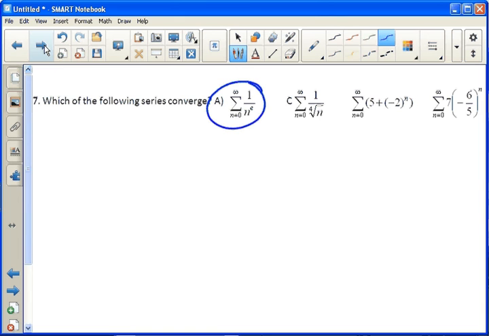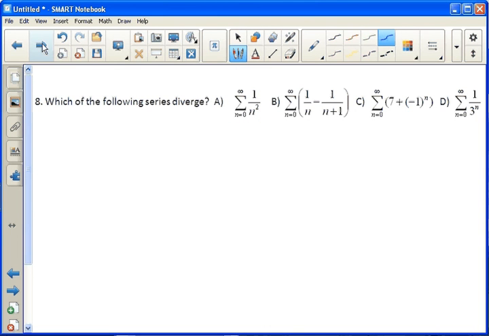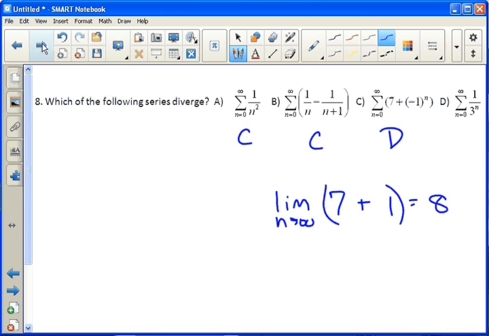This diverges, p series less than 1. This diverges, it's alternating, you take the limit, it's not 0. This one diverges because it's geometric with the absolute value of r greater than 1. Okay, which one diverges? This one converges, p series greater than 1. This one converges, it's telescoping, and telescoping always does. This one diverges, it's alternating, and if you take the limit without the -1 part, we get 8, and that's not 0, so this diverges. D converges because it's a geometric where the r is less than 1. So the only one that diverges is C.